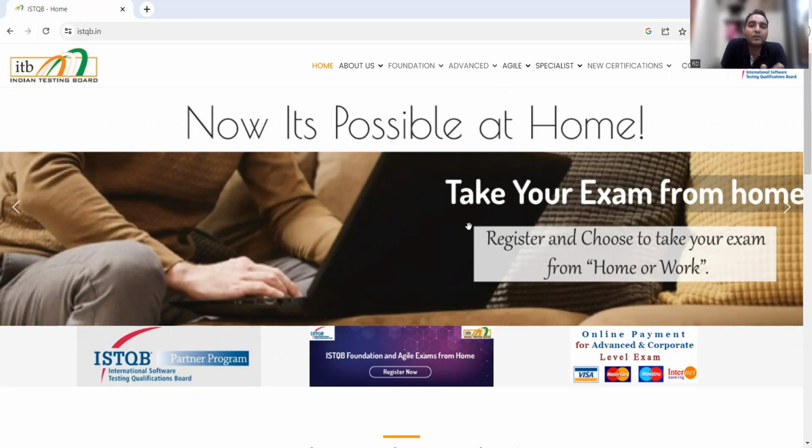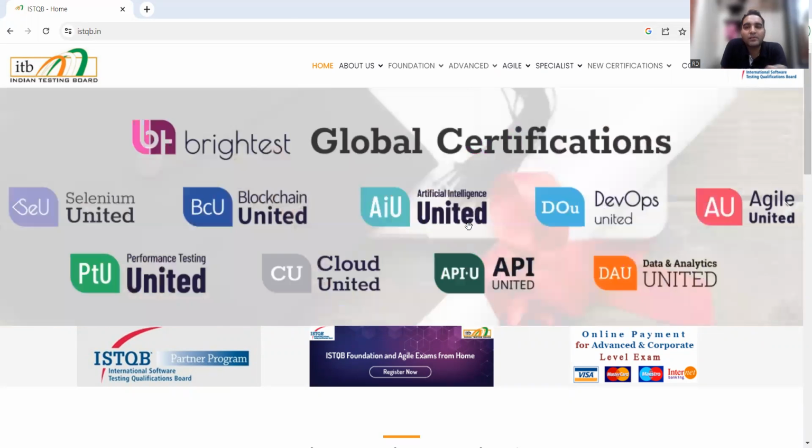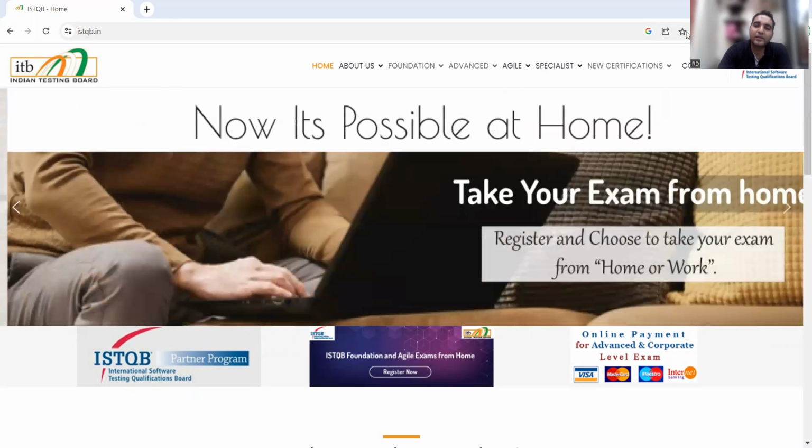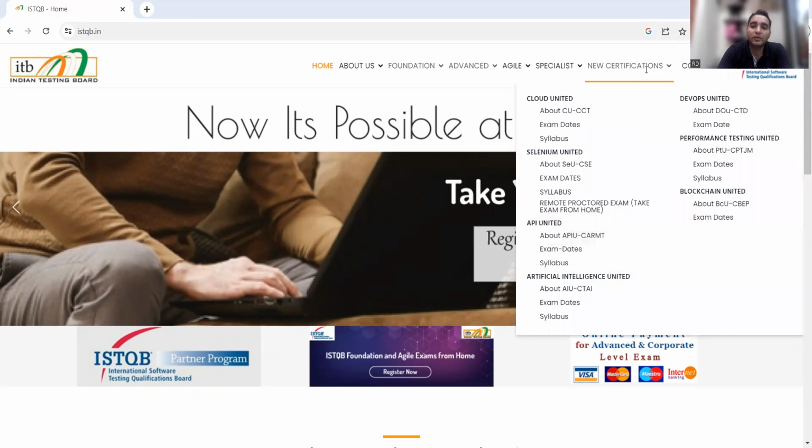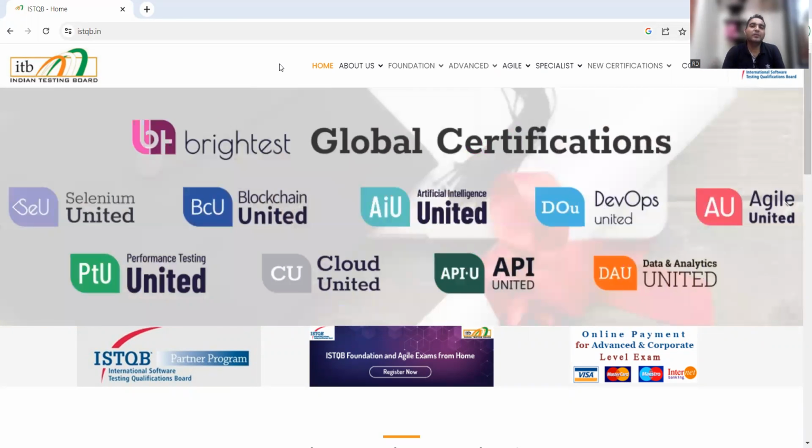In ISTQB there are multiple levels. One is the foundation level, one is the advanced level, and one is the agile level, in which they will ask you agile related questions. Recently they have also introduced new certifications related to API testing and performance testing. So all those things you will get. You will also get a syllabus from this particular website only. Let me show you that syllabus also.